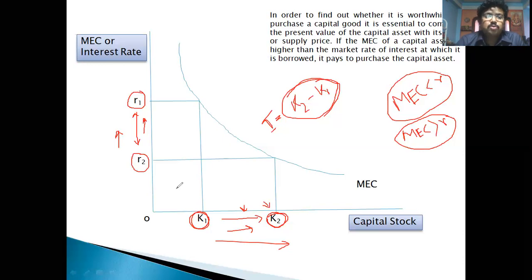Now look at this curve, the MEC curve, the marginal efficiency of capital stock. It represents the diminishing returns to scale. As the stock increases, its marginal productivity will decline. So if there is an increase in the marginal efficiency of capital, there is a decrease in the capital stock. So there is a negative relationship.